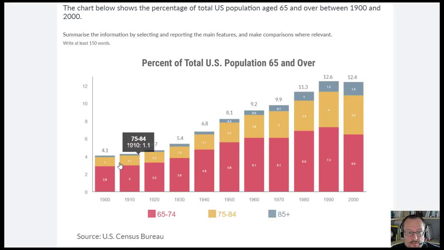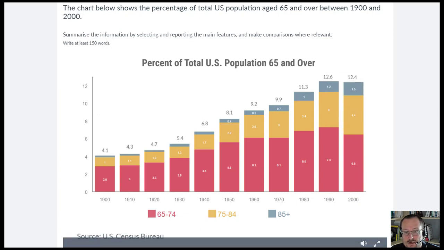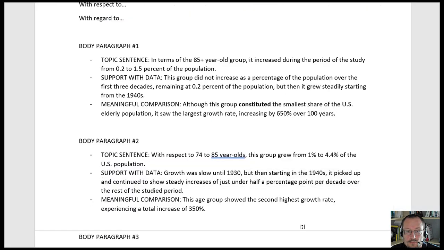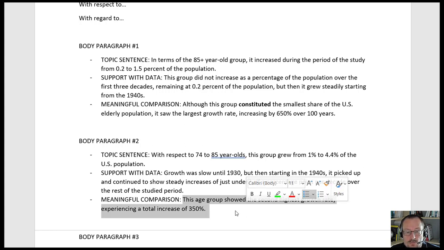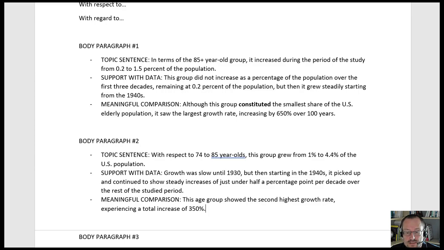This is where I'm getting it from. So growth was slow, 1.1, 1.1, 1.2, 1.3, and here it picks up in 1940. Here it's half a percentage point increase, but these are all 0.4, 0.4, 0.4, 0.4, so I'm calling it just under half a percentage point increase per decade. Our comparison: this age group showed the second highest growth rate, experiencing a total increase of 350%.